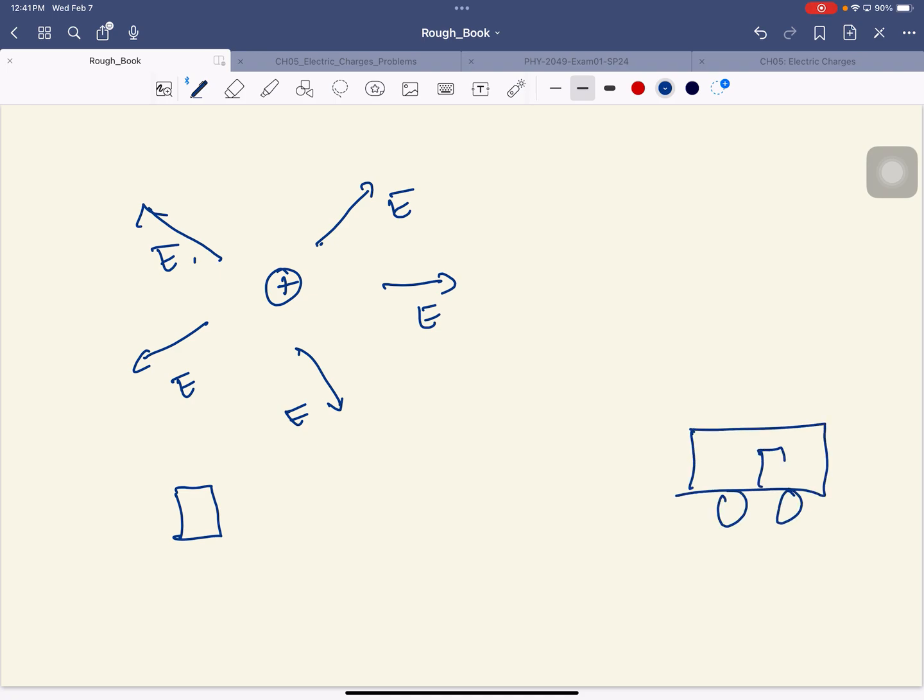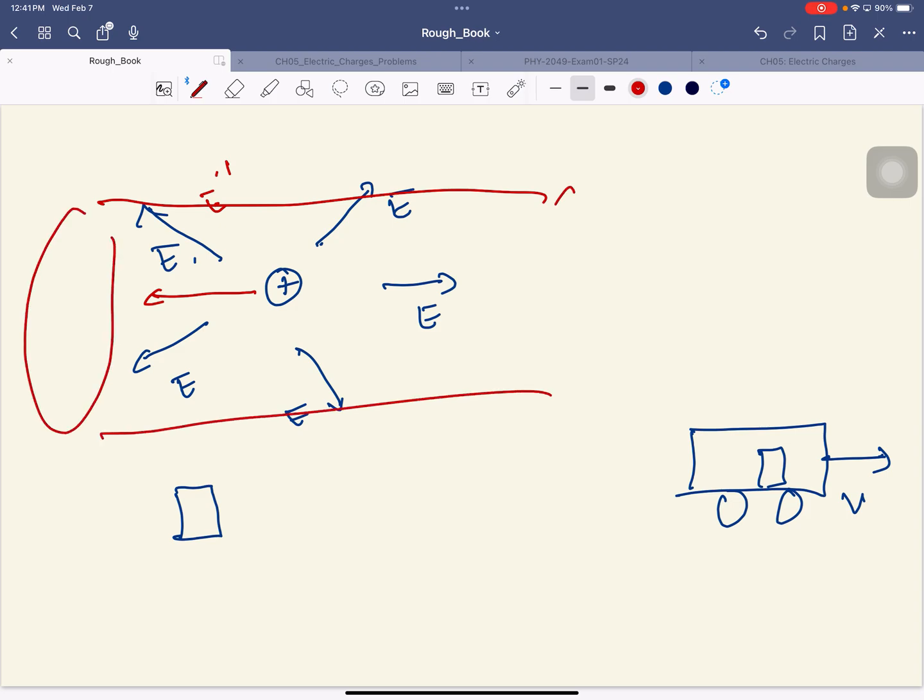And this is your buddy driving in a car. What does he see? An electric and a magnetic field. Exactly. So this guy sees this charge as moving in this direction, and so he sees a different electric field like that, and a magnetic field that's pointed in that direction.